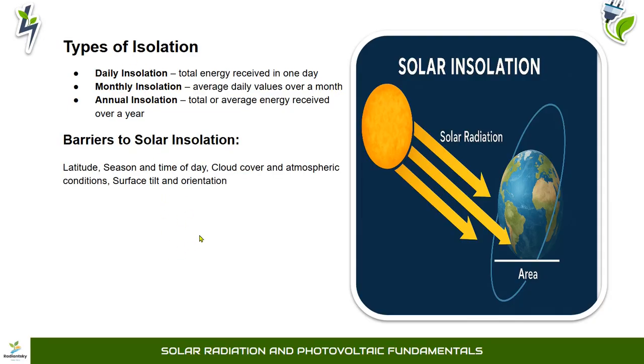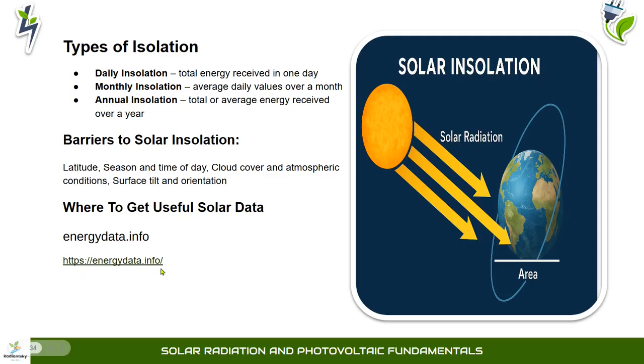So there are barriers to insolation. That is, there are barriers to the energy that a region can receive every year, every month, or every day. Latitude, season, time of the day, cloudy weather, atmospheric conditions and all that, surface and orientation. These are things that can limit solar insolation. So where do you get useful data? Like I said, there are platforms online. If you go to Energy Data Info, you get information about solar insolation. There is another one called Global Solar Atlas. They give you information about insolation in different regions and locations.